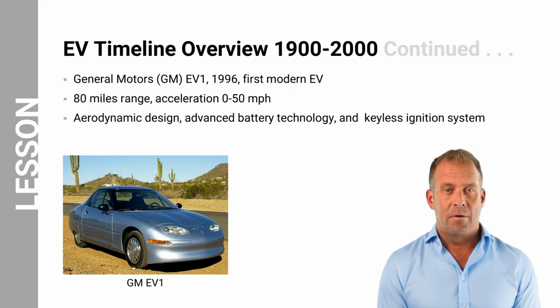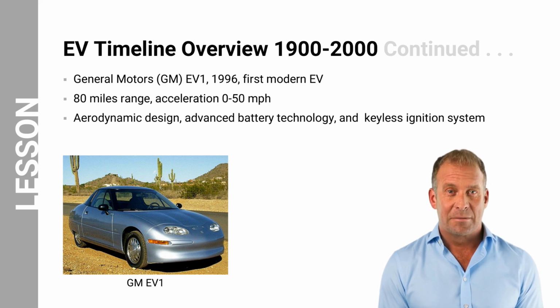Continuing with the EV timeline from 1900 through 2000, the General Motors EV1, introduced in 1996, was one of the first modern EVs available to consumers. It had an estimated range of around 80 miles on a single charge and acceleration capable of going from 0 to 50 miles per hour in approximately 7 seconds, showcasing the quick and responsive nature of electric motors. The GM EV1 featured several innovative features, including a sleek and aerodynamic design, advanced battery technology, and a keyless ignition system, marking significant advancements in EV technology at the time.